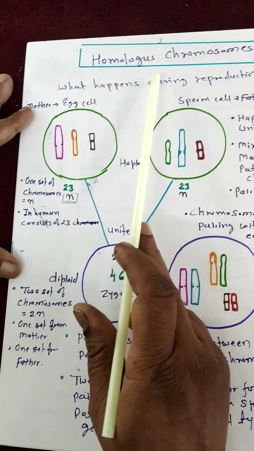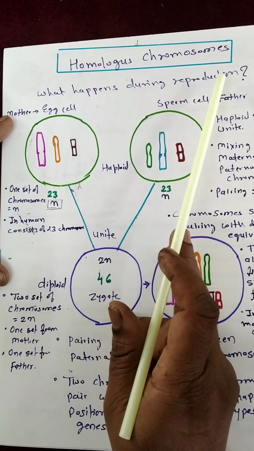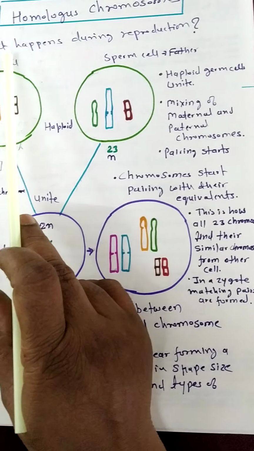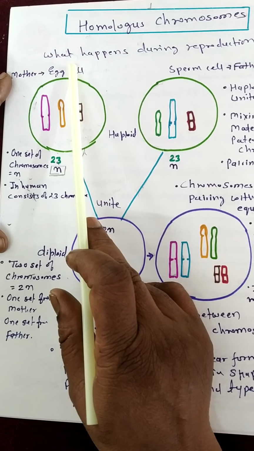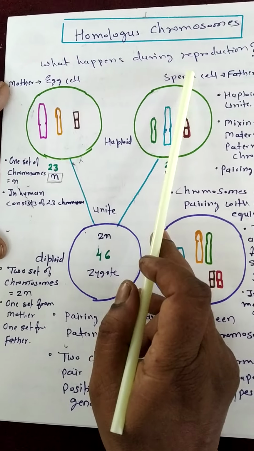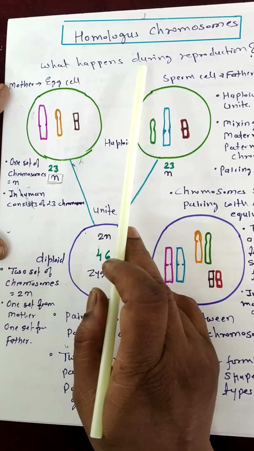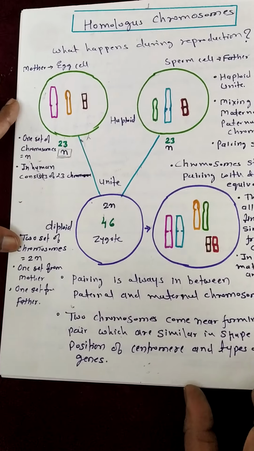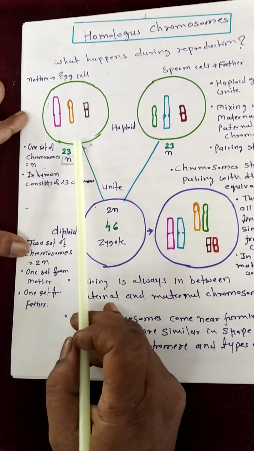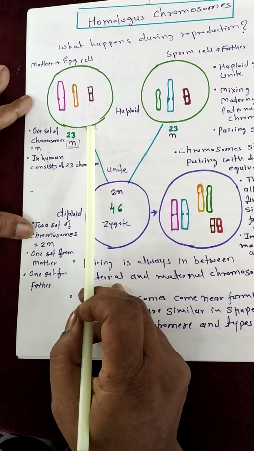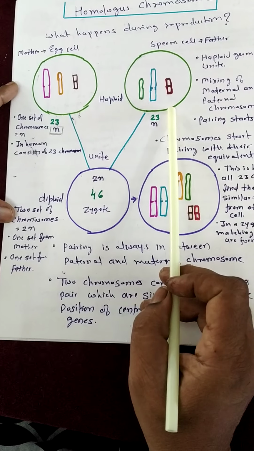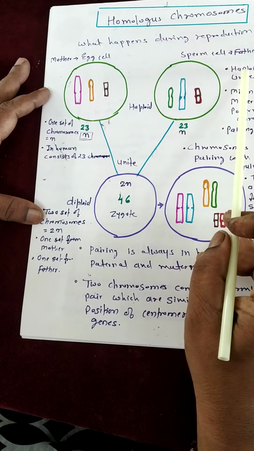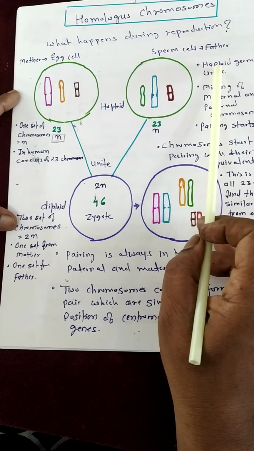How does this homologous pairing take place in the diploid cell? So to understand this, the question here is related with the reproduction. What happens during reproduction? So see here with the diagrammatic representation. Here is one cell, it is the egg cell, it is another cell, it is called as sperm cell. This egg cell comes from mother and sperm cell from the father.